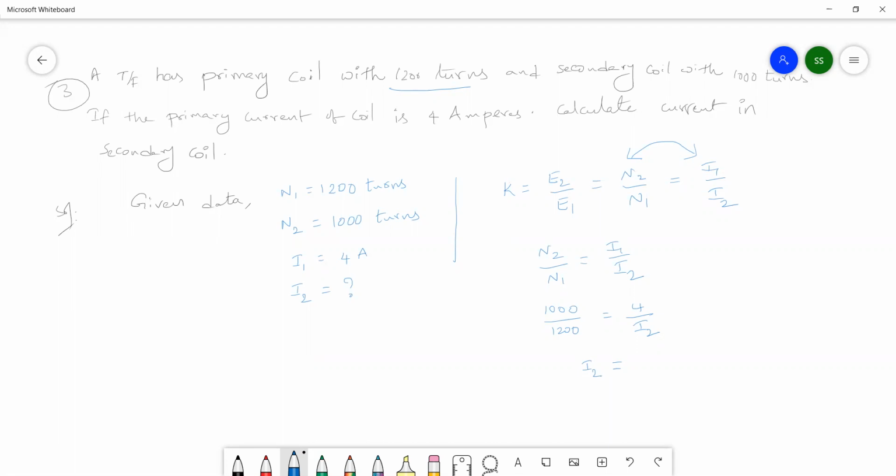I2 is equal to, you can take this I2 on the left hand side. So that means 1200 into 0.3 by 1000 into 4. 0.3, sir. No. Very simple calculation. Why are you doing 4.3, sir? 4.8. 4.8? Very good.